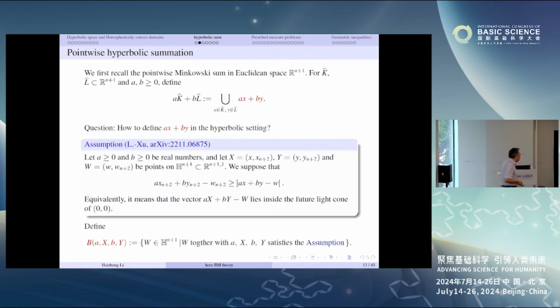But what is difficult is the hyperbolic case, which is why for more than 120 years people could not find this concept. The reason is that in the Euclidean case, ax plus by has linearity, but in hyperbolic space, people cannot use this linearity. So how can we do it? We first define the two sets. Given two points in hyperbolic space, how can we define the summation? So what is the summation of two points?